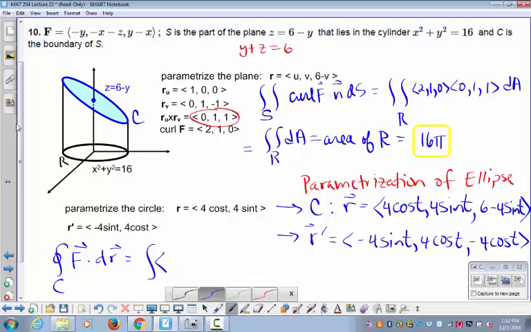So our field is going to be minus y, so that's minus 4 sine t. The next component is minus x minus z. So minus x, minus z.